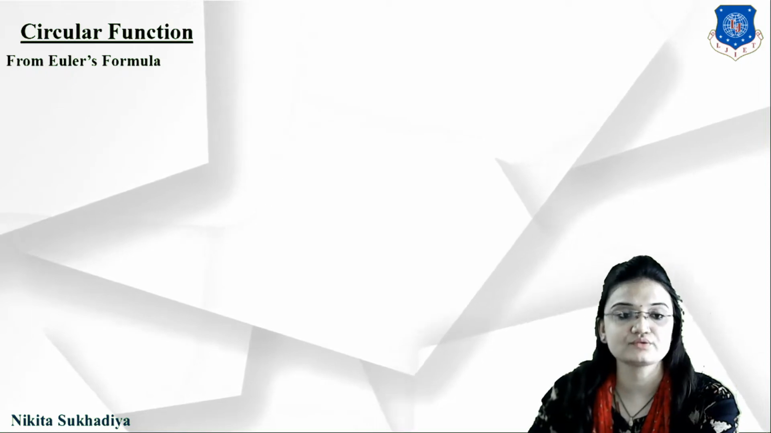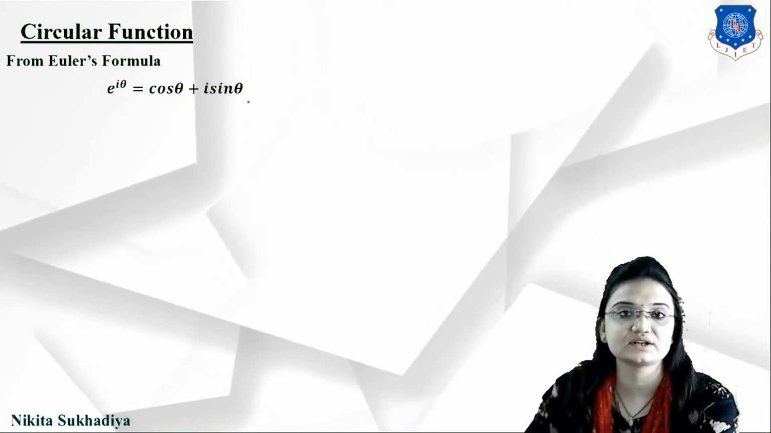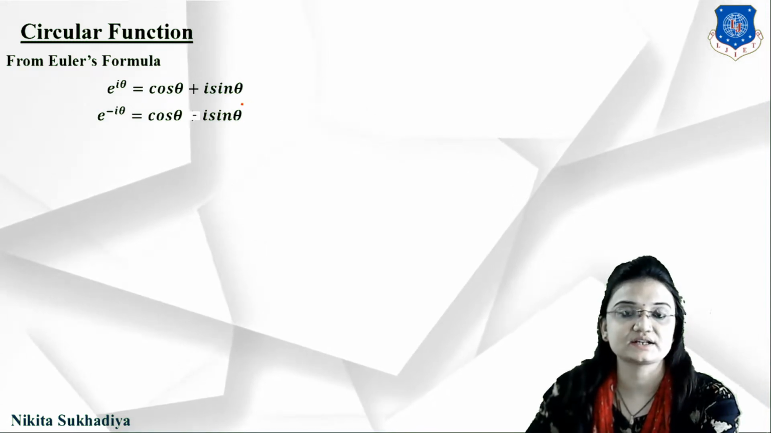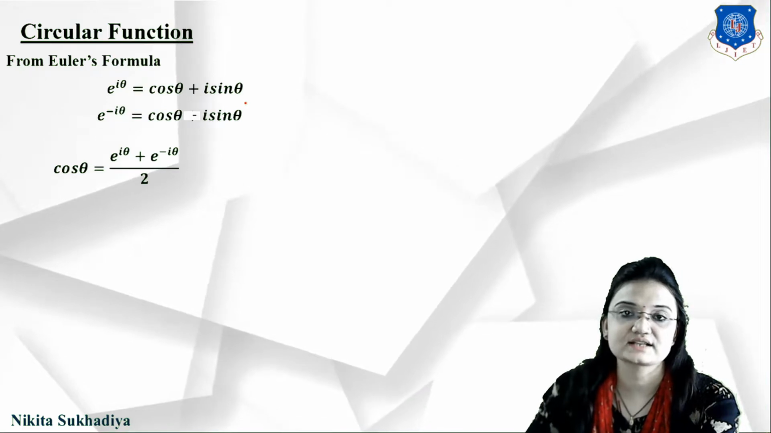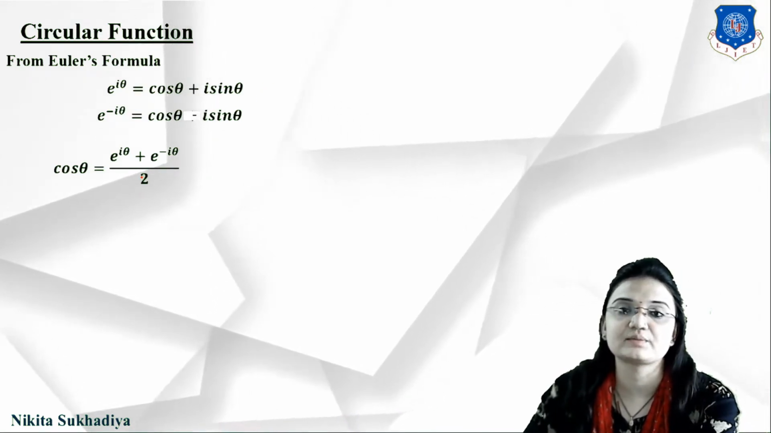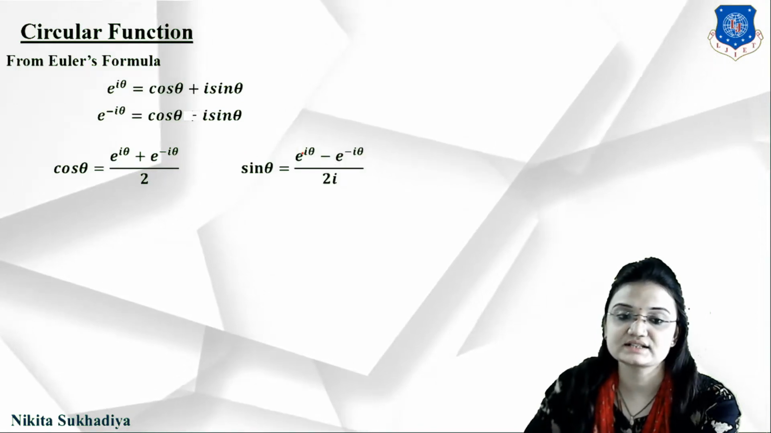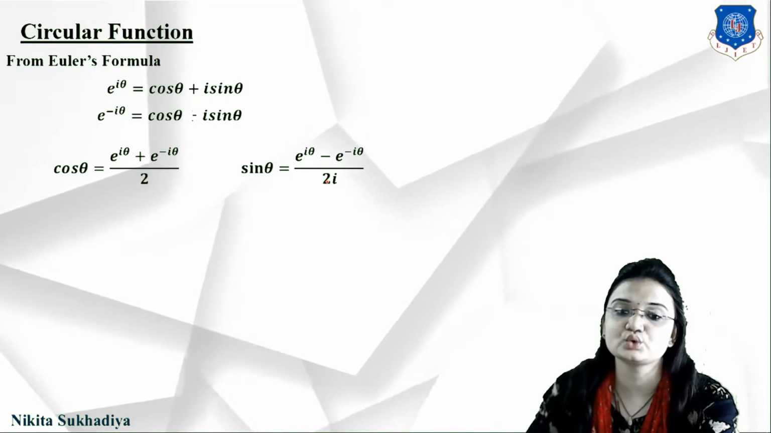From Euler's formula, e raised to i theta is equal to cos theta plus i sin theta, and e raised to minus i theta is cos theta minus i sin theta. So we can say that cos theta is equal to e raised to i theta plus e raised to minus i theta, divided by 2, and sin theta is equal to e raised to i theta minus e raised to minus i theta, divided by 2i.